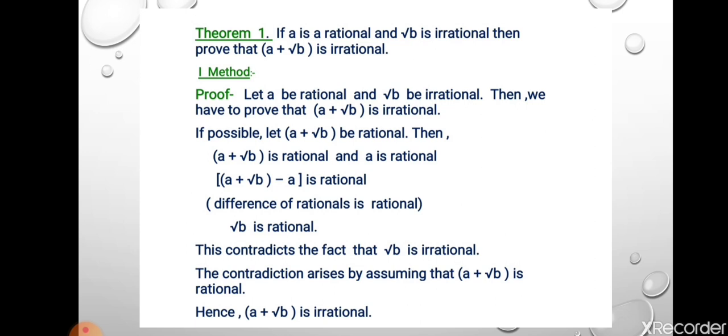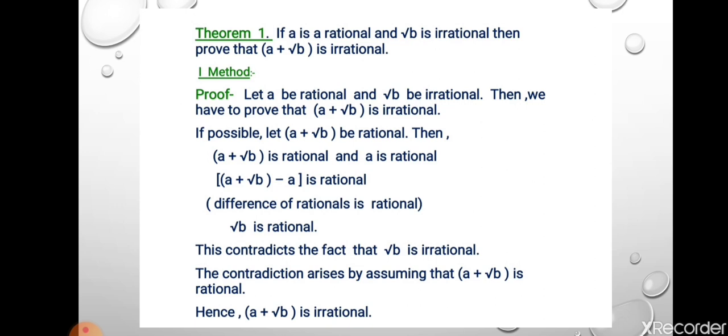Here it is given that a is a rational number and b is an irrational number. So there are two methods to solve these types of sums. First method is that let a be rational and root b be irrational. Then we have to prove that a plus root b is irrational. So we use the method of contradiction.